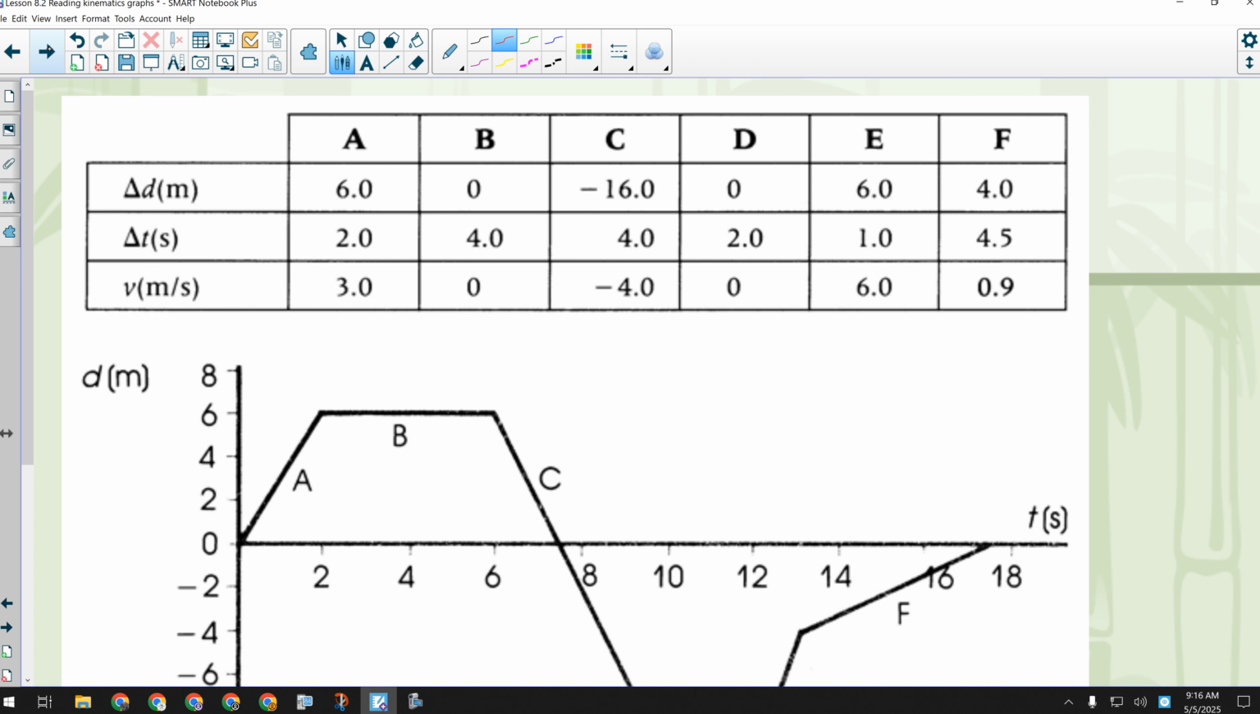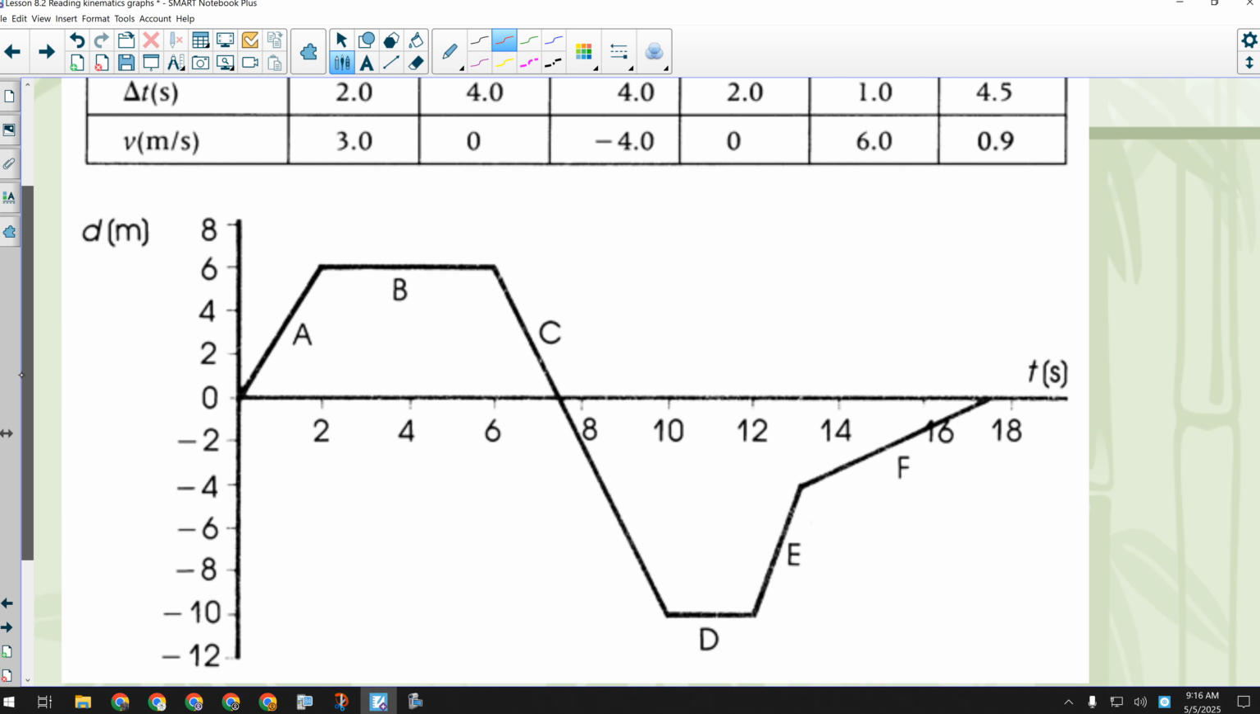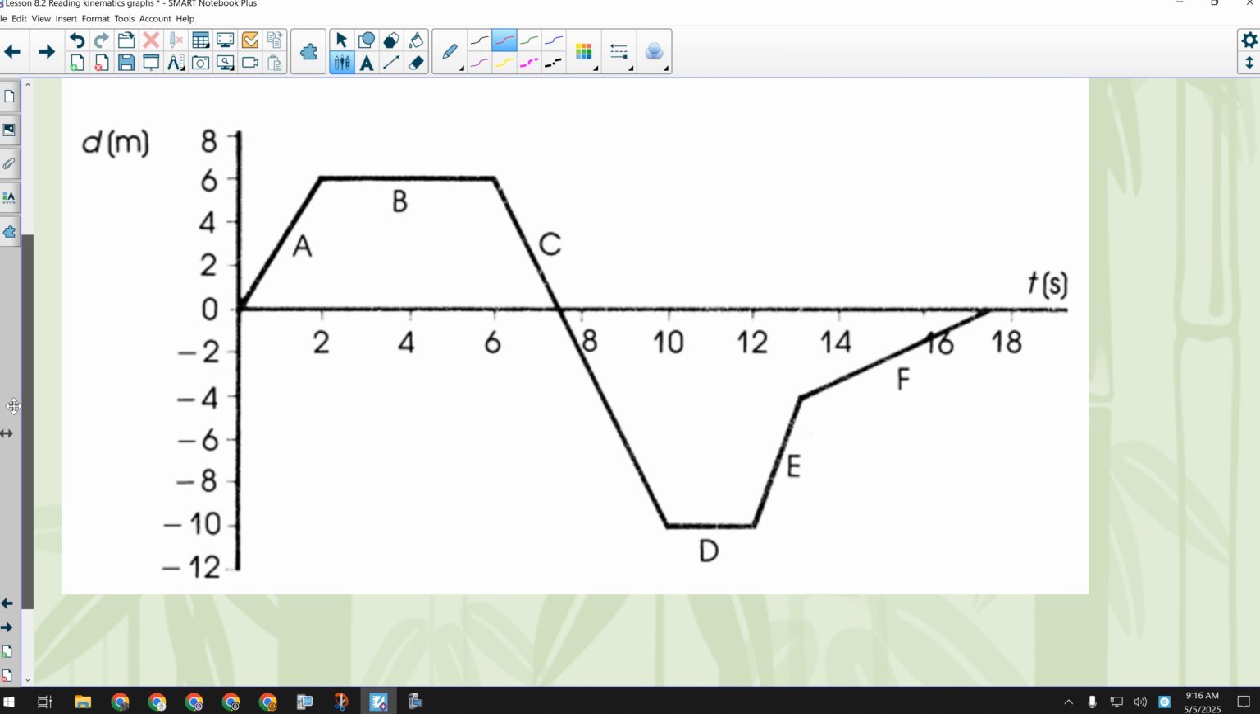Okay, so let's have a look at this graph here just to practice these analysis skills. It is again a position versus time graph. I can see it's meters on the y, seconds on the x. Okay, what's going on in part A?